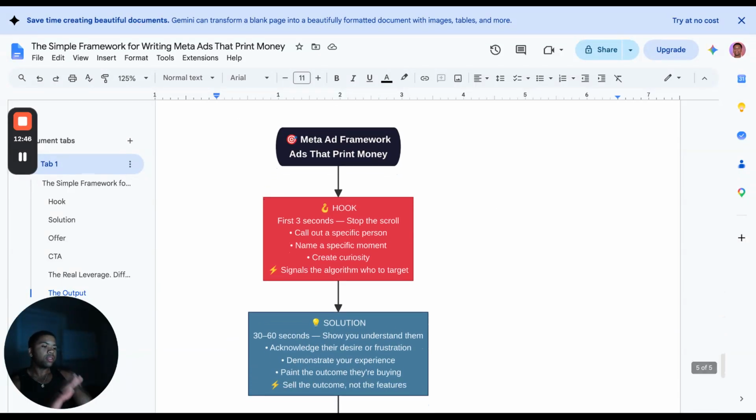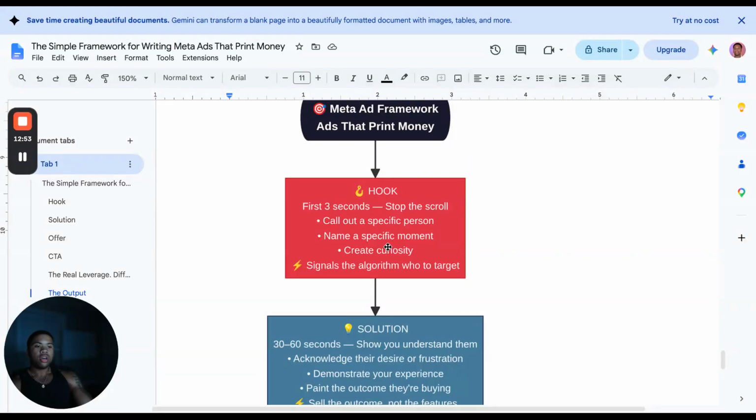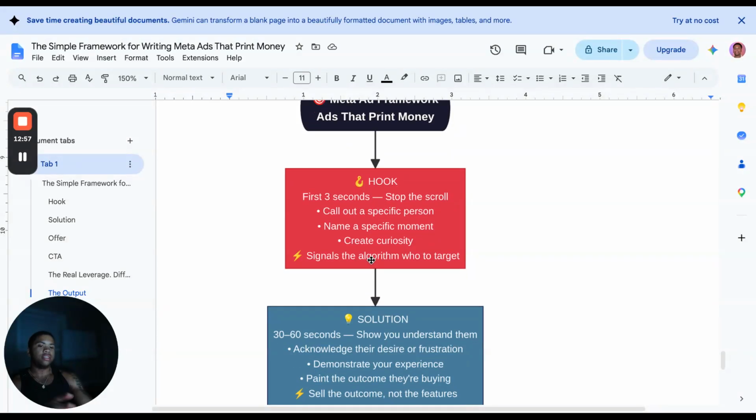And so here's what this actually looks like in practice. Very simple framework. You have your hook. First 3 seconds, stop the scroll, call out a specific person, name a moment, create curiosity, and really, you're signaling to the algorithm who you want to target.